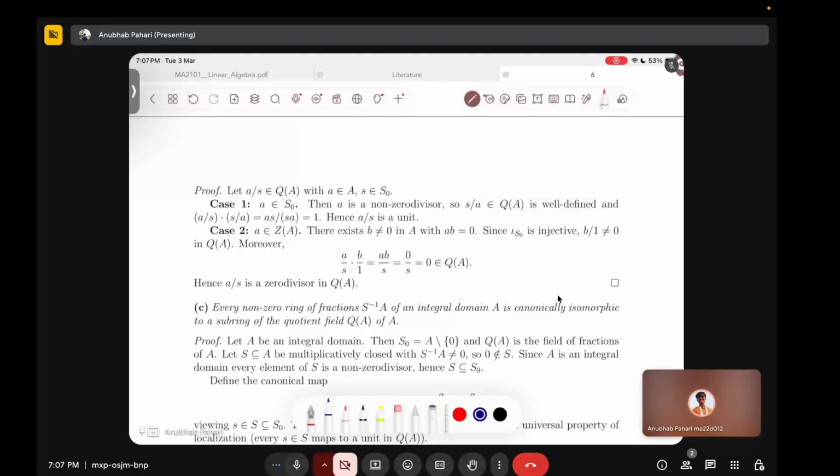So what you see is that if you take any element from S0, then the fraction becomes a unit. Now if you take a from Z(A), that is a zero divisor, then there would exist b not equal to 0 such that ab equals 0, and since i_S0 is injective, it would have to be b/1 not equal to 0 in Q(A). So that would imply that a/s times b/1 would be a/s, and it would be 0. Hence a/s would be a zero divisor in Q(A).